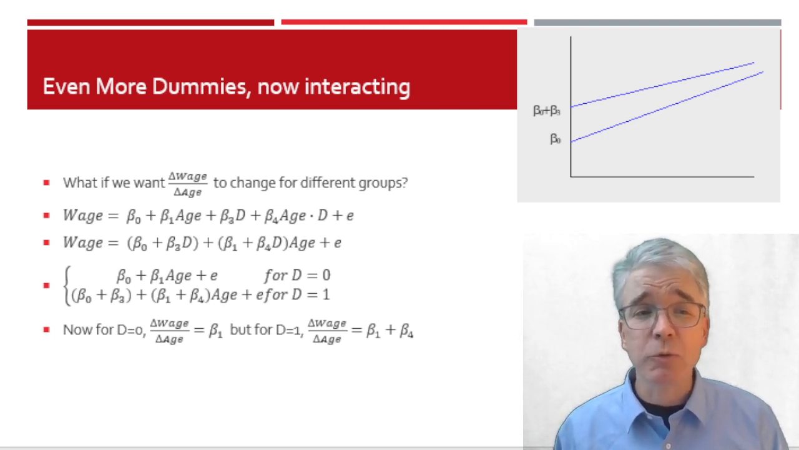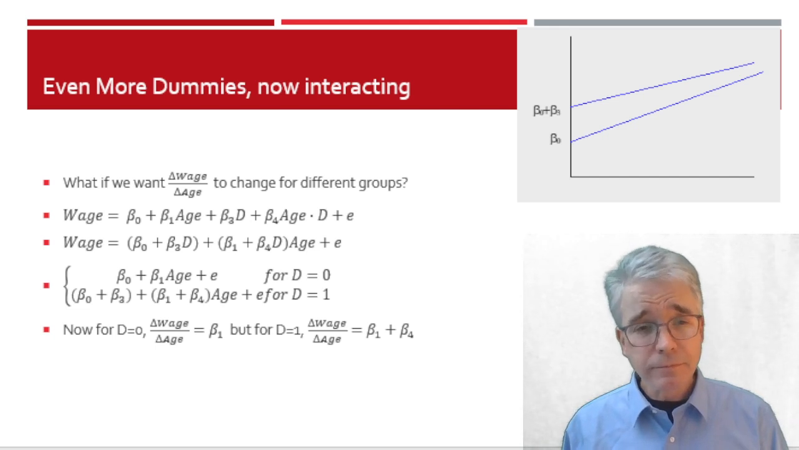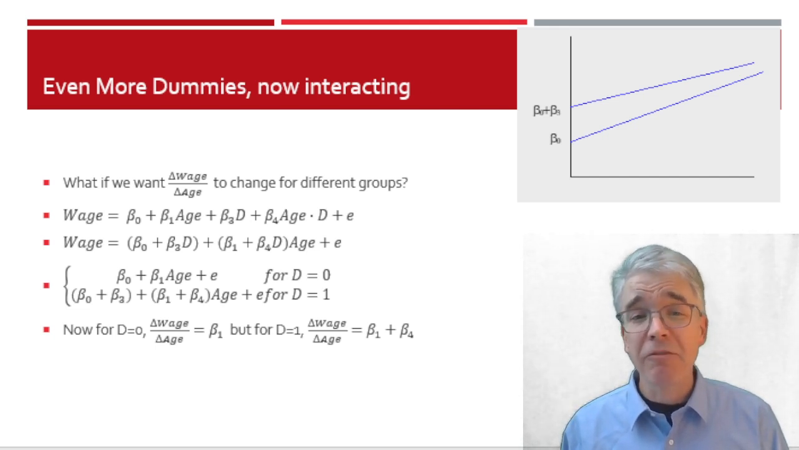For people who have d equal to 0, the base group, they'll still have the same regression, beta naught plus beta 1 age, plus some error. But the other group are going to have beta naught plus beta 3, so they're going to start with a different y-intercept term, but then the coefficient on age will be (beta 1 plus beta 4) multiplied times age. People in group 0 have delta wage, delta age equal to beta 1. But for people in group 1 with d equal to 1, they're going to have delta wage, delta age equal to beta 1 plus beta 4.